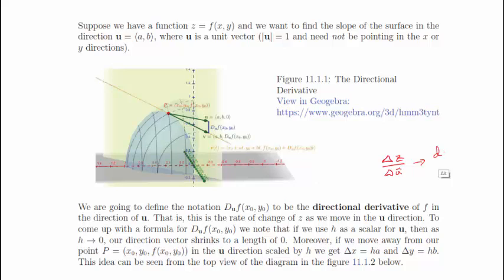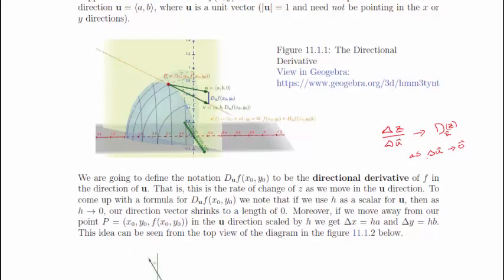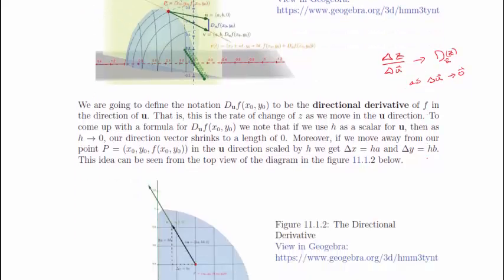I don't want to make up a notation. This goes to the derivative of z in the direction of u, right? So I'm just using the z instead of f of x, y, as delta u goes to 0. Okay, so we're going to look at this in a little bit more detail. I've actually already shown this top view.